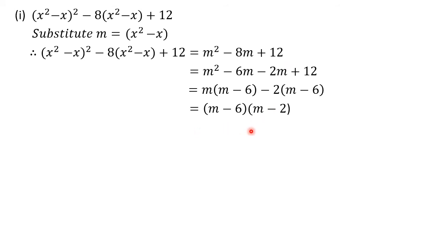But see, this is not our answer. Why? Because in our original polynomial we have the variable x. This substitution we have done for our convenience. So after finding this factor, we have to resubstitute this value. That means again m we will replace by x square minus x. So write down, resubstitute m is equal to x square minus x. First we are substituting, then we are resubstituting.